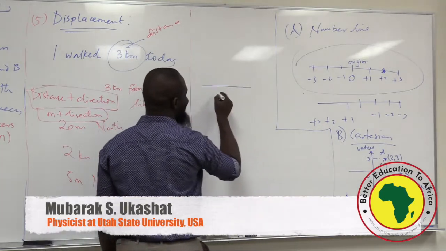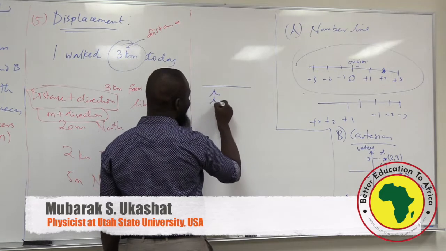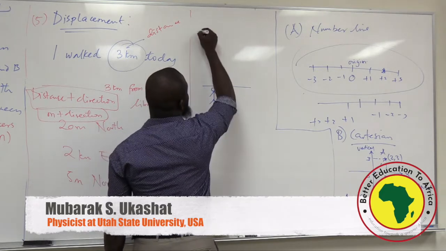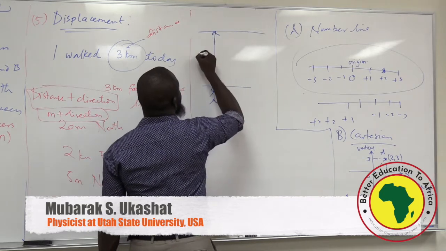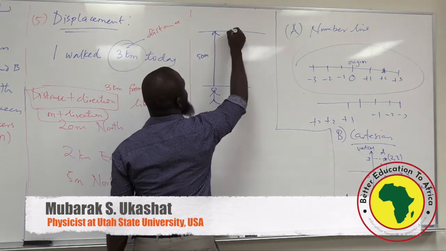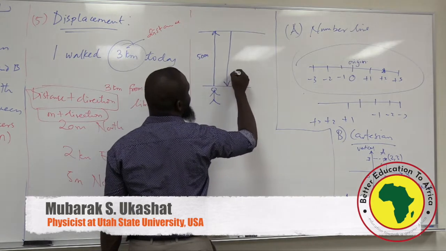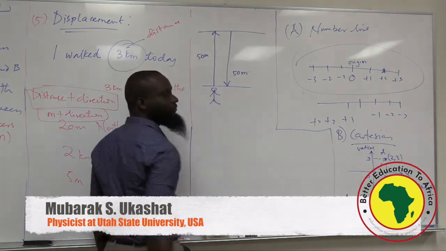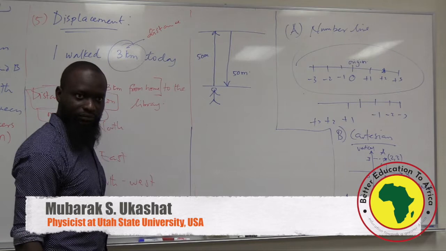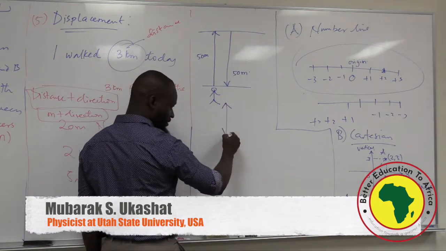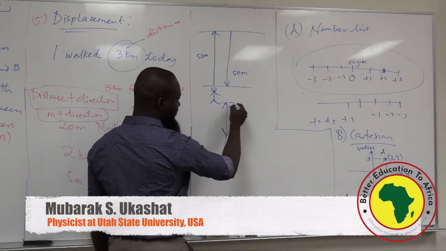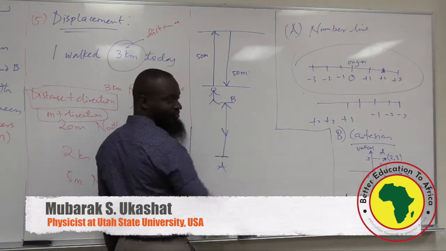Now, there is this guy here. He's swimming in a pool. He swam all the way there, 50 meters, and swam all the way back, 50 meters. So we'll assume he went on this line and came back on the same line. He went from A to B and back from B to A.